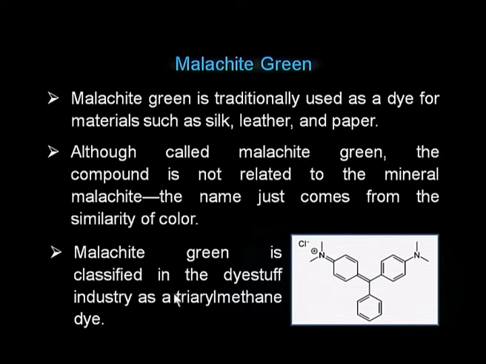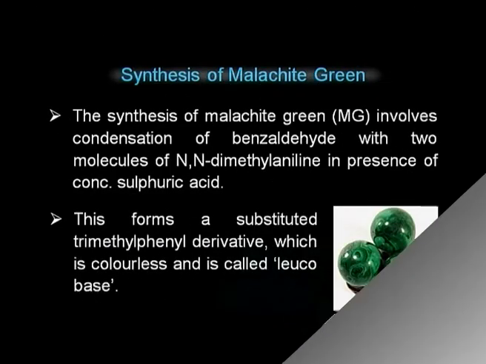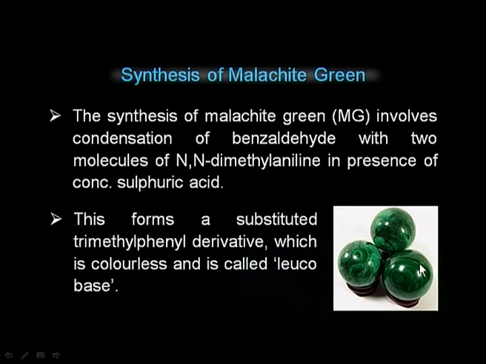Malachite green is classified in the dye stuff industry as a triaryl methane dye or triphenyl methane dye. As you can see in this structure, we have 3 aryl groups attached to a carbon. Here these marbles shown have been dyed with malachite green, and this greenish color is represented by the malachite green. Now we will discuss the synthesis of malachite green, which involves the condensation of benzaldehyde with 2 molecules of N,N-dimethyl aniline in the presence of concentrated sulfuric acid.